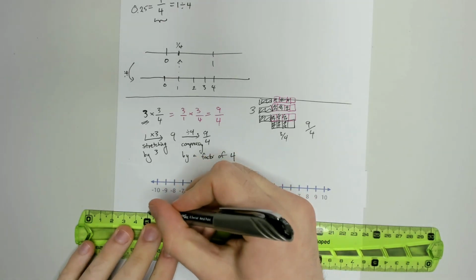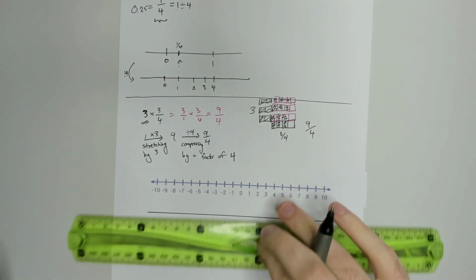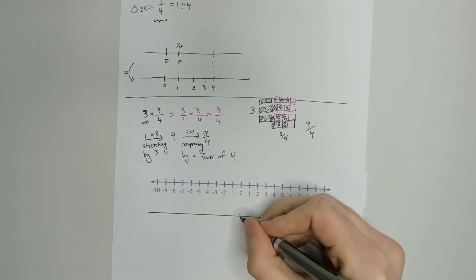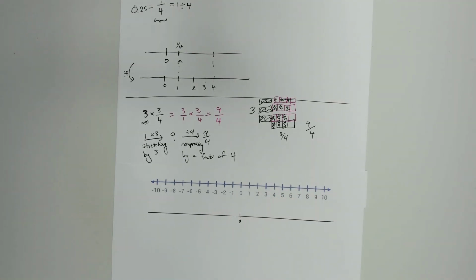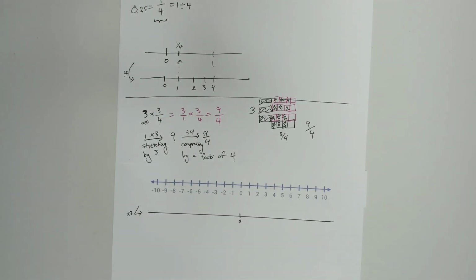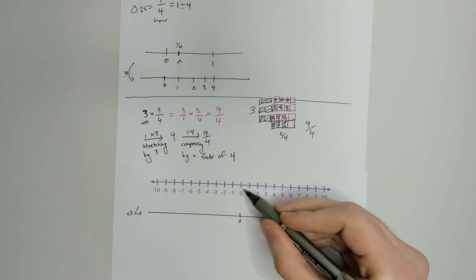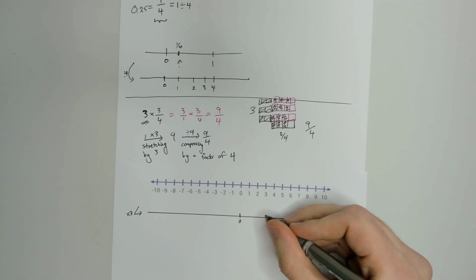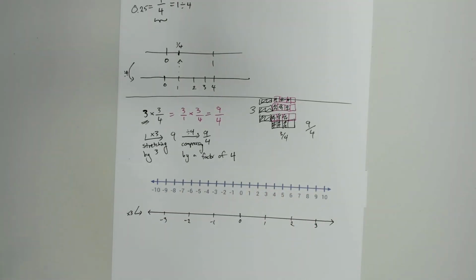So I'm going to draw on another number line here. And as we know, to stretch the number line, we fix 0, and we're going to stretch everything by 3. So we're multiplying the number line by 3. And what that's going to do is it's going to take the distance between these ticks and triple it. Right, so everything's spread out.